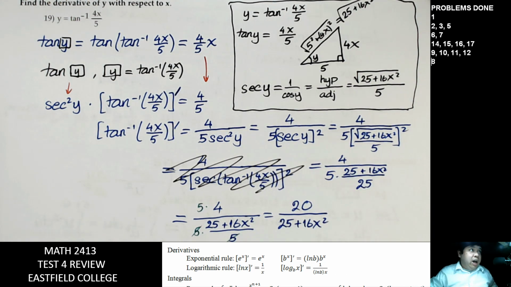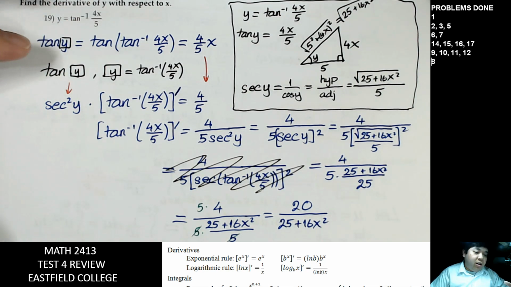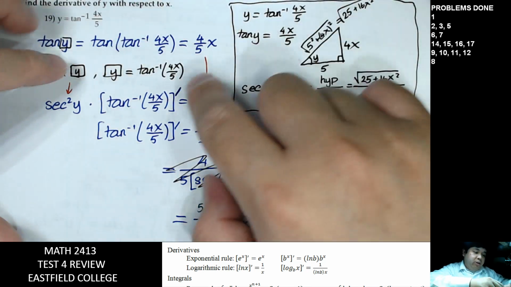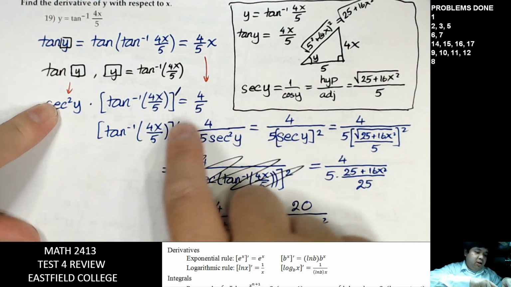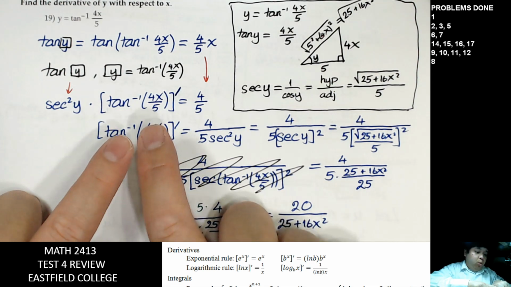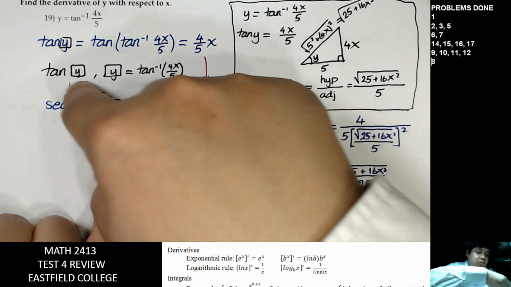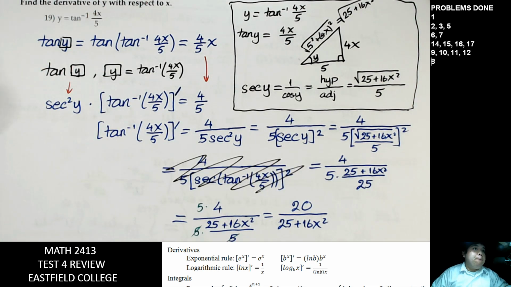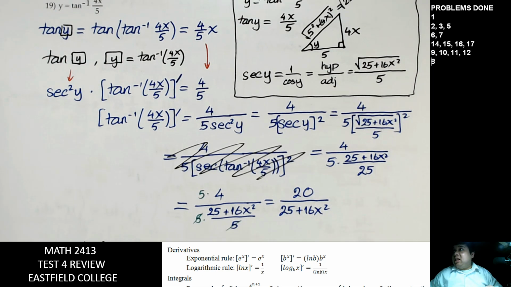So to recap, to get rid of the tangent inverse, we take the tangent on both sides, and then we take the derivative of both sides of this, and then we will have that by the chain rule. Solving for that term, divide by what's left, and then we just simplify the rest of the problem. So that was 19.